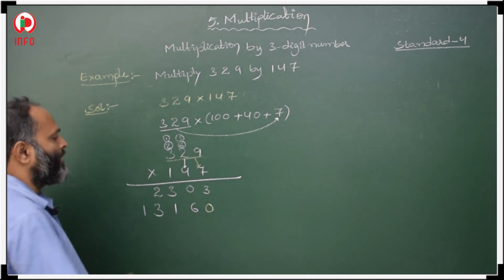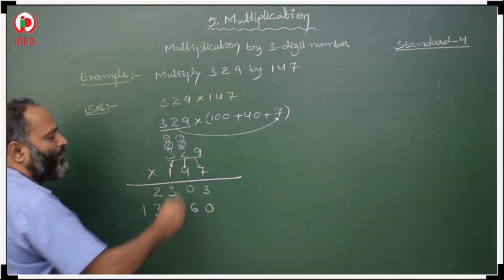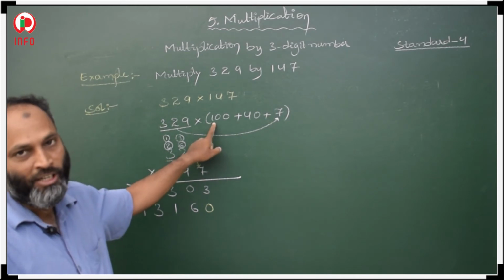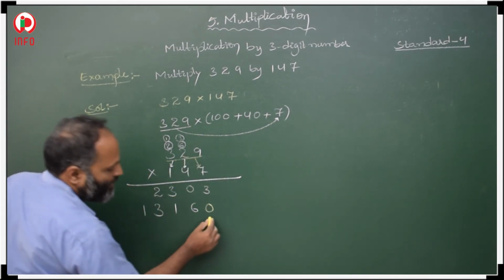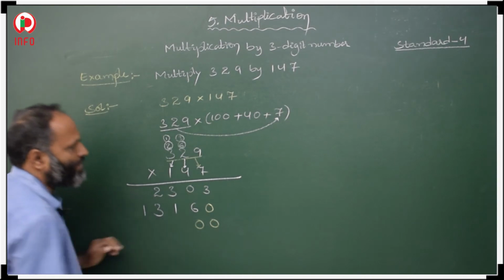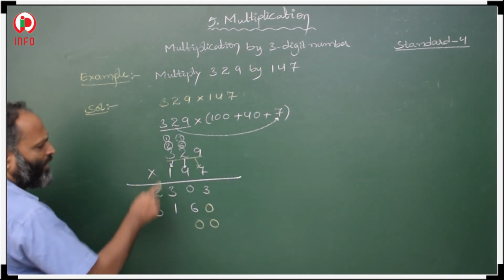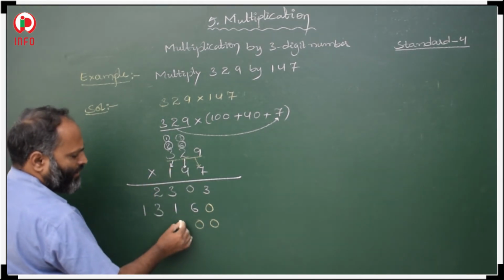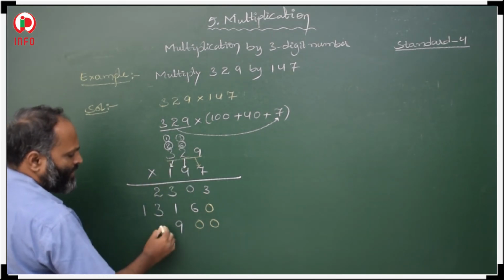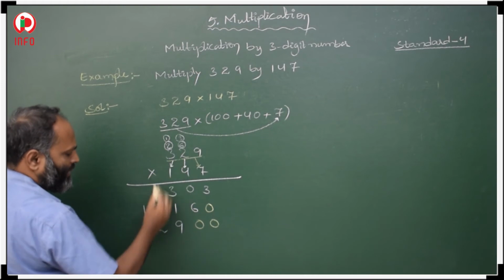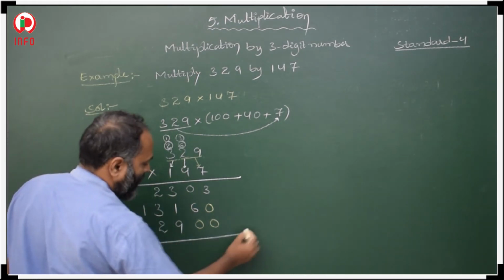And now we have to multiply with 1. 1 means here 1 is in hundreds place. So we keep 2 zeros, ones and tens, because how many zeros we have here? 2 zeros. Now you multiply with 1. 1 nine is 9. 1 two is 2. 1 three is 3. Now add.